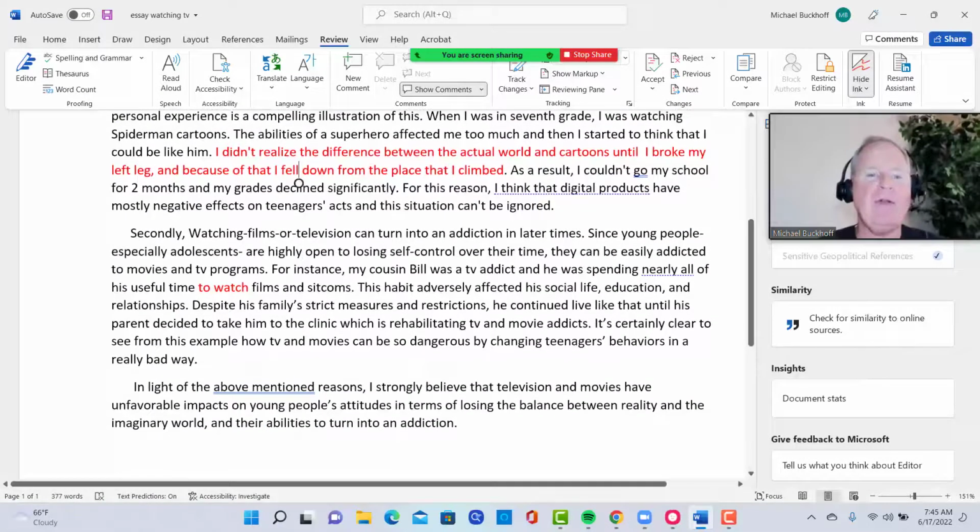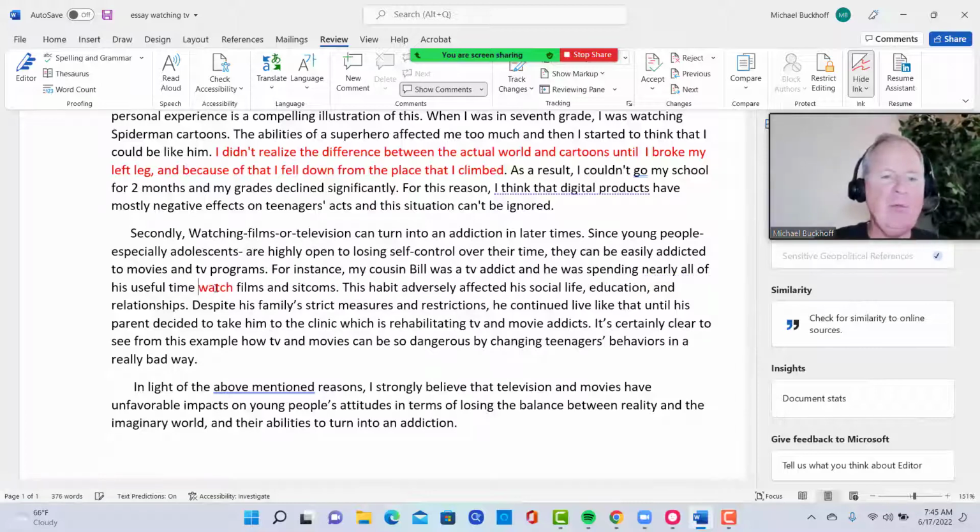Right? We got one more thing I'm going to point out. Now, there are more errors than that, but I just want to point out that you are having some problems with your language use. Now, we go to the next paragraph. You say, for instance, my cousin Bill was a TV addict, and he was spending nearly all of his useful time to watch films and sitcoms. I'm going to change this to watching.